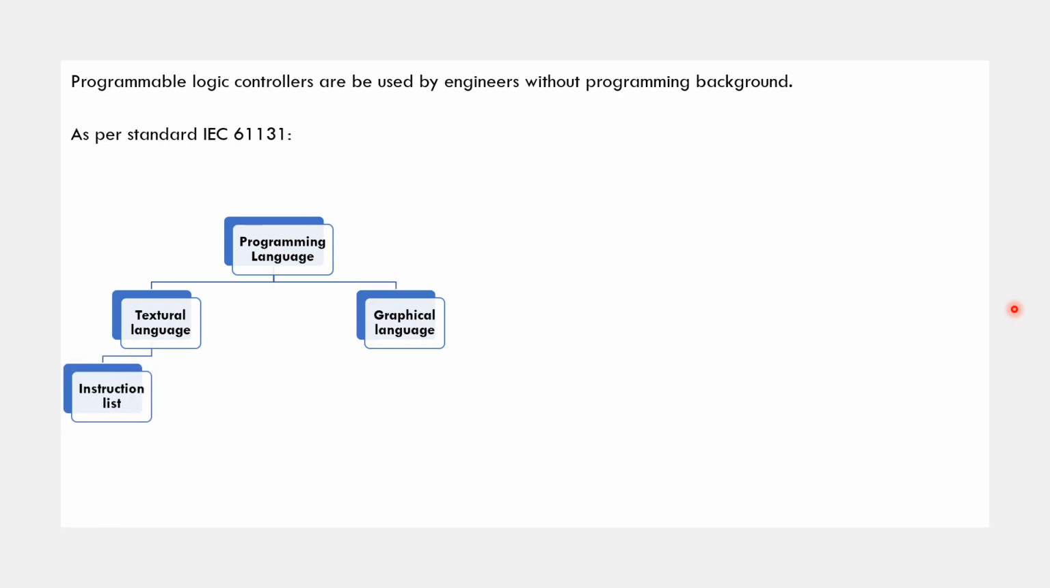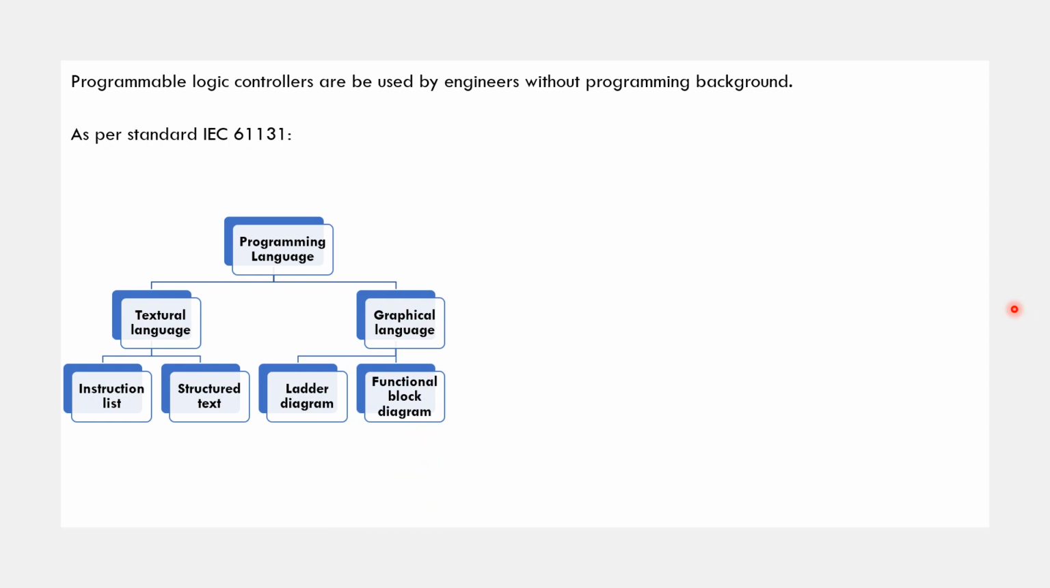Further, the textual languages have two types: one is the instruction list and the second is structured text. In graphical languages, we have the ladder diagram, the functional block diagram and sequential function charts. In India, most of the PLCs that we use are programmed with the ladder diagram.